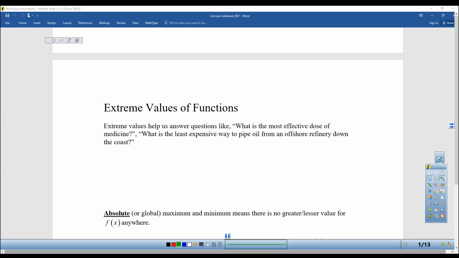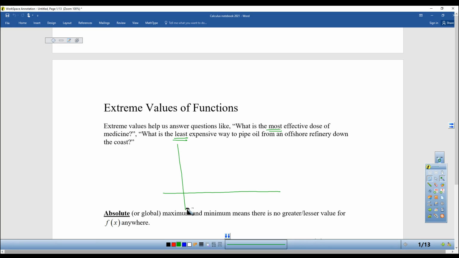Hello, everyone, and welcome to Calculus, Extreme Values of Functions. So extreme values of functions help us answer questions like, what is the most effective dose of medicine? Or what is the least expensive way to pipe oil from an offshore refinery down the coast? The words that you're looking for are most effective or least expensive or least effective.